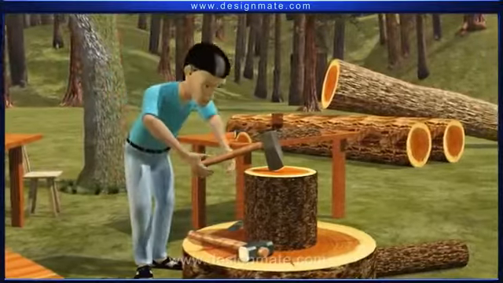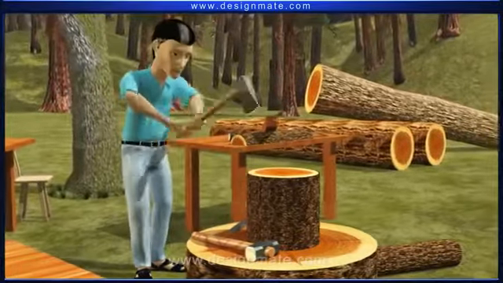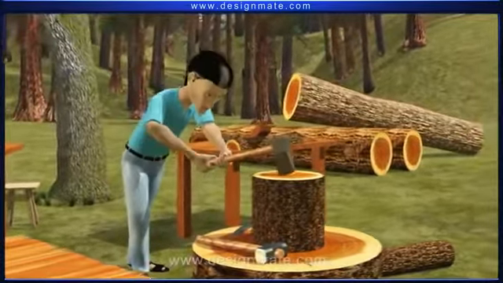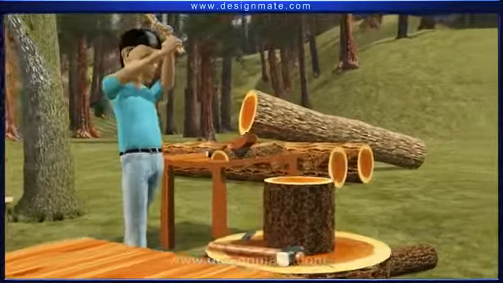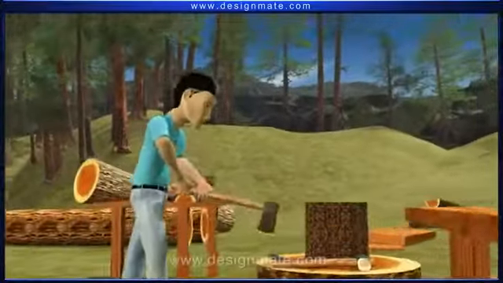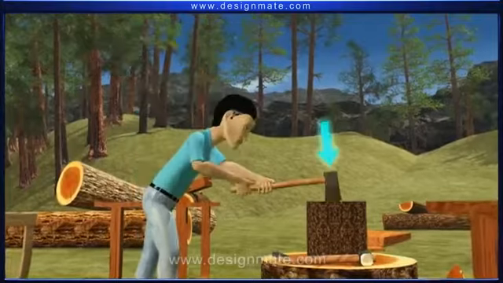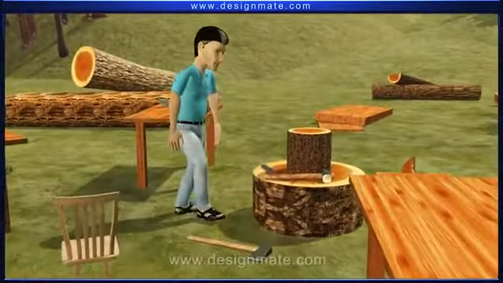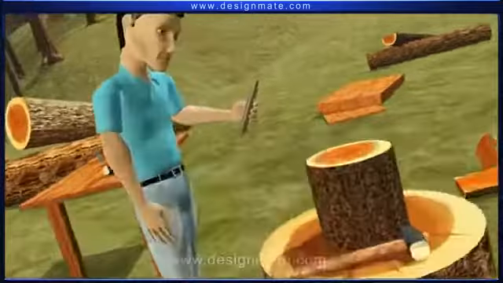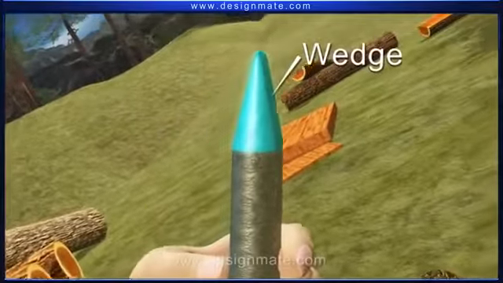Mr. Douglas is using a log to make the table. He needs to chop the log into smaller pieces. To cut the thick log of wood, he has to use a lot of force. To make it easier, he is now using a simple machine, the wedge.